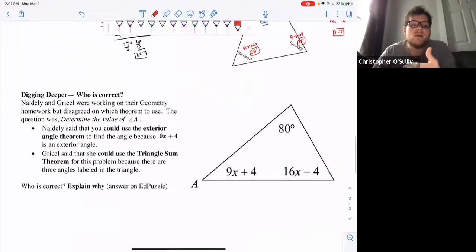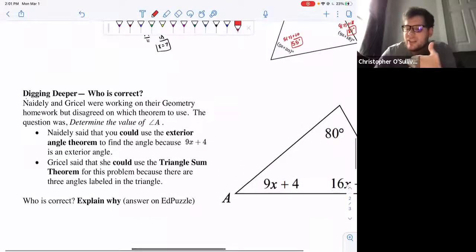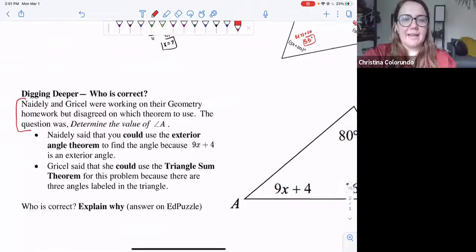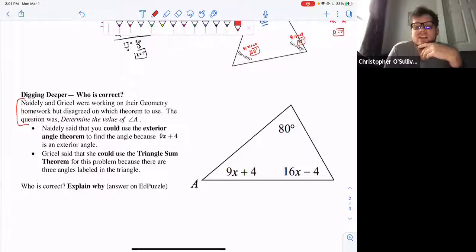Now, here's your final question. The digging deeper about Naidelli and Grissel. Missy, do you want to read this part for me? Naidelli and Grissel were working on their geometry homework, but disagreed on which theorem to use. The question was, determine the value of angle A. I'll read what Naidelli said, and do you want to read what Grissel said?